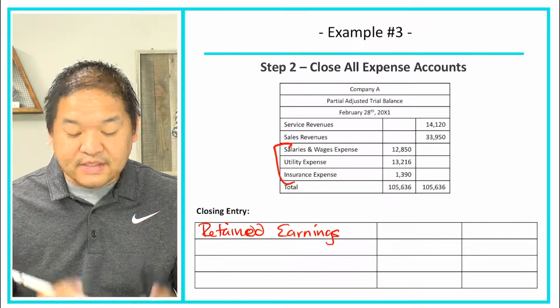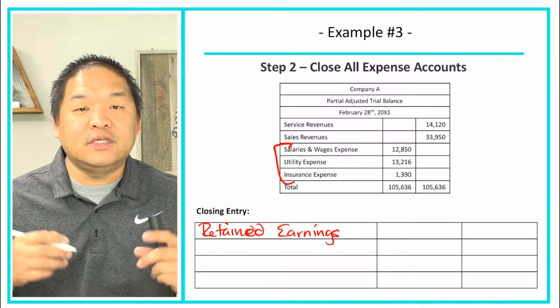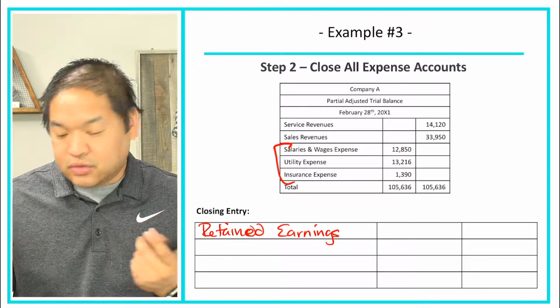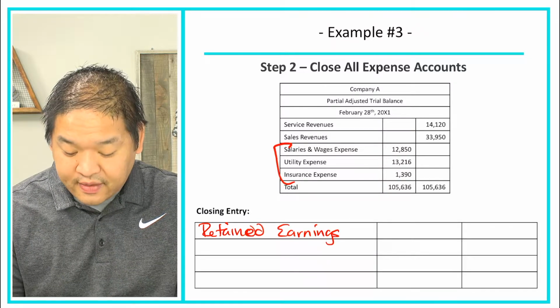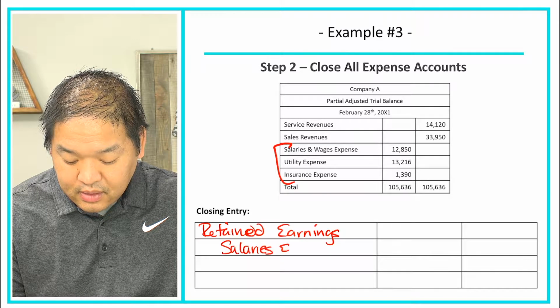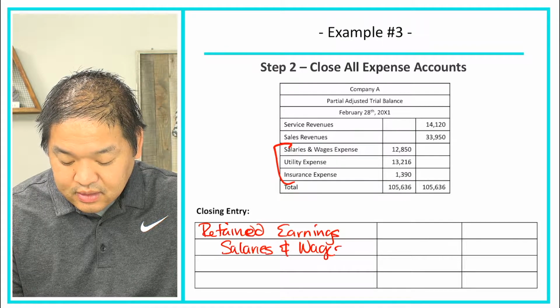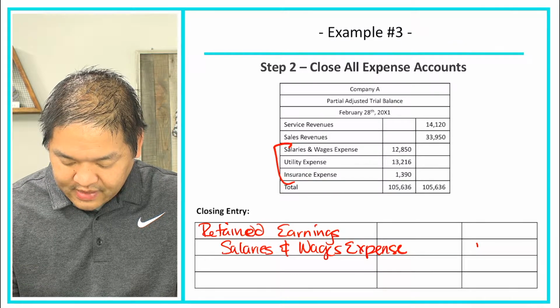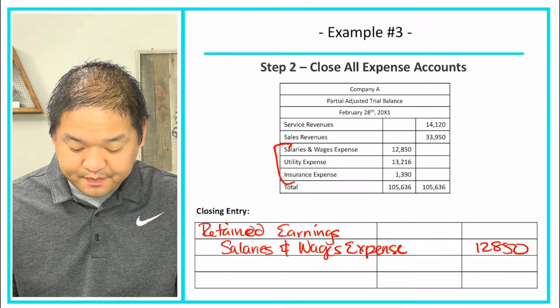So it is showing as a debit of $12,850. To credit it, or to remove it, we're going to credit salaries and wages expense in the amount of $12,850.